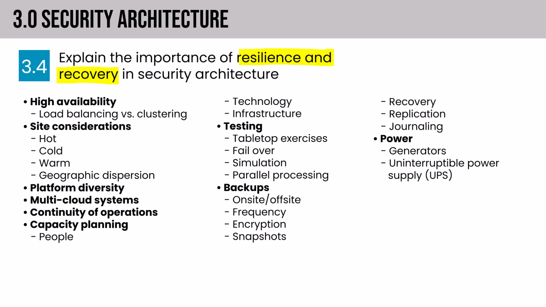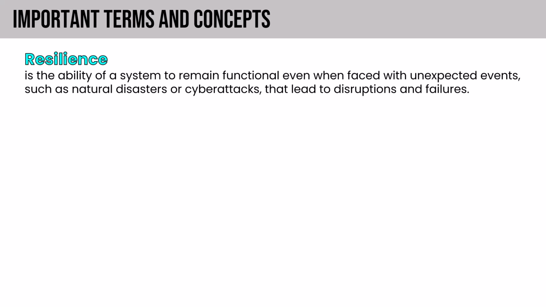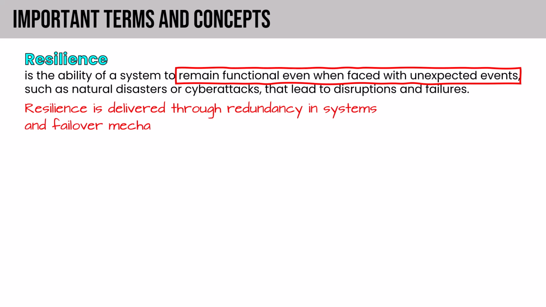Before we do, though, I want to unpack those two terms we see in the title of this section, resilience and recovery. I don't want to take for granted that we know the details of these two and the difference between them. Resilience speaks to the ability of a system to remain functional even when faced with unexpected events like natural disasters or cyber attacks that lead to disruptions and failures. Resilience is delivered through redundancy in systems and failover mechanisms in the event of system failure.